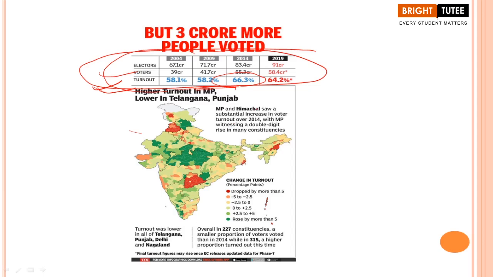So it is 66.3%. But again, when we talk about the recent general election that took place in the year 2019, the total turnout figure here is 64.2%. Now here look at the figures. When we are talking about some specific states, we see that higher turnout happened in Madhya Pradesh. It was lower in states such as Telangana and Punjab. So here when we are talking about the year 2014, Madhya Pradesh and Himachal had a substantial increase in voter turnout over 2014. So have you understood this point that I am trying to make you understand, that is about the turnout figure, right?